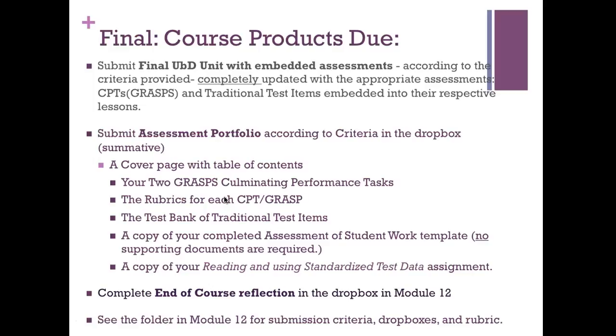The test bank of traditional test items and their answers and the responses, the entire test bank, and a copy of your completed analysis of student work template. No supporting documents are required for your final submission, just your final analysis of student work template. And then a copy of your reading and using standardized test data assignment, the one that you filled out. And if you want to include ones with marks for me, that's fine, but you definitely need to include a copy of that in your portfolio. So that's your portfolio. Those are the items that need to be in your portfolio.